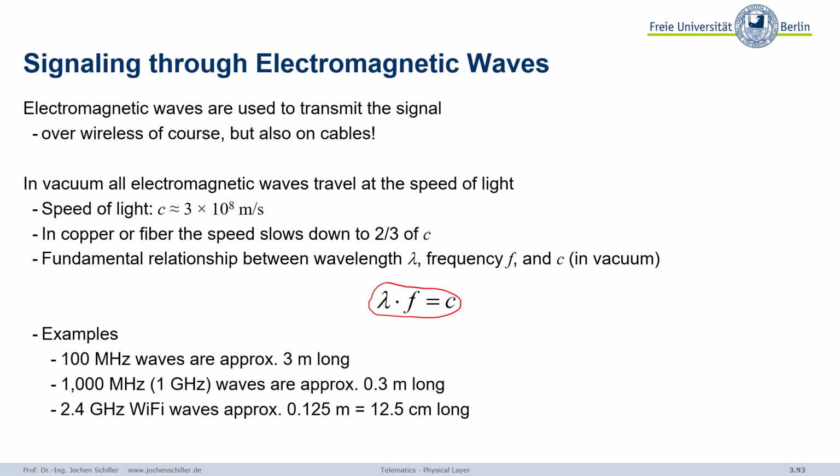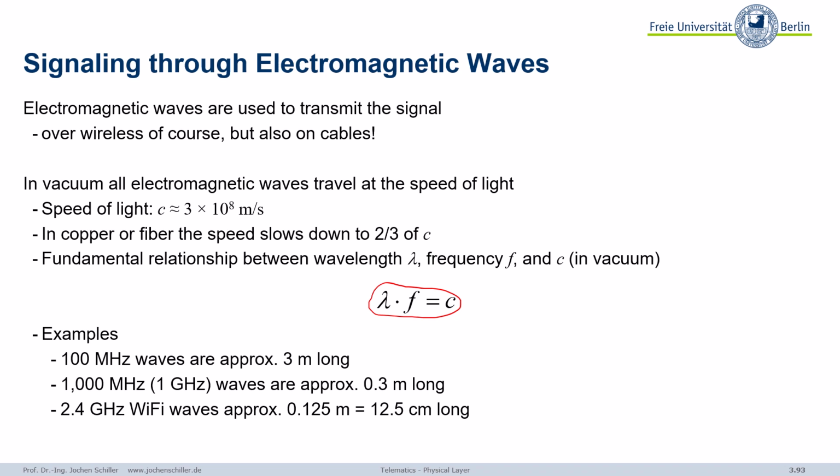And this is why we can calculate the length of the wave, one period, at a certain frequency. So it's 3 meters for 100 megahertz, etc. And this has nothing to do with the speed. The speed is always the speed of light in vacuum, no matter what the frequency then is. But there are certain properties for certain wavelengths. That's especially important in wireless communication.